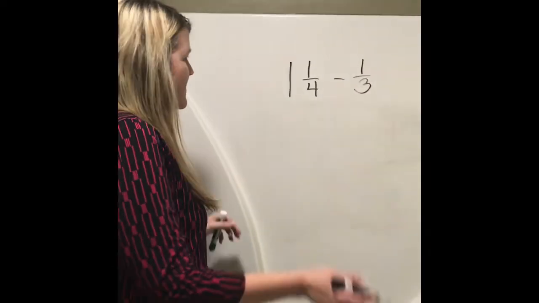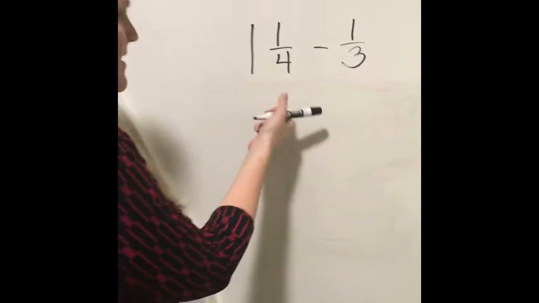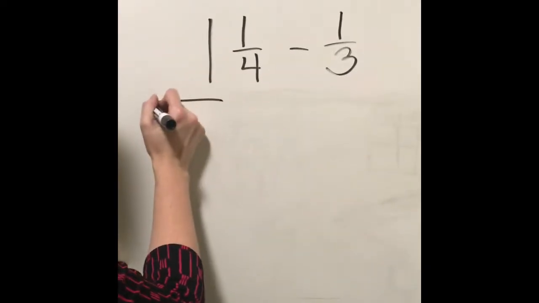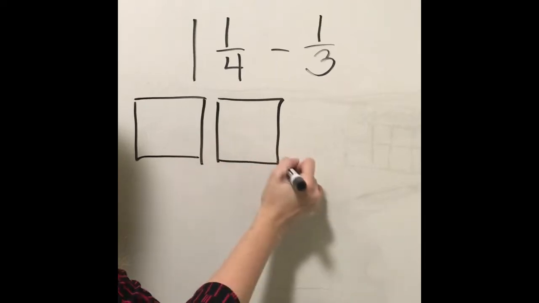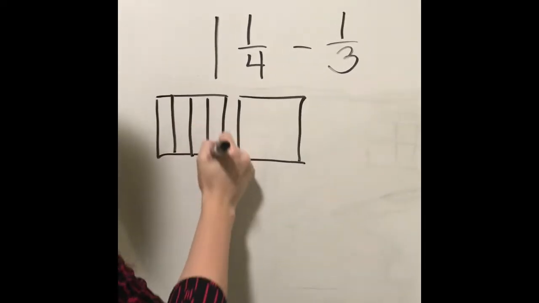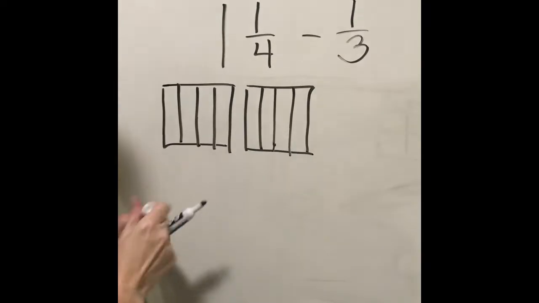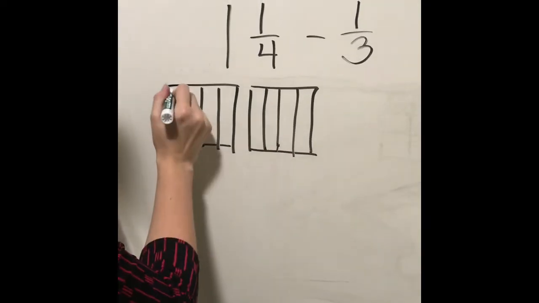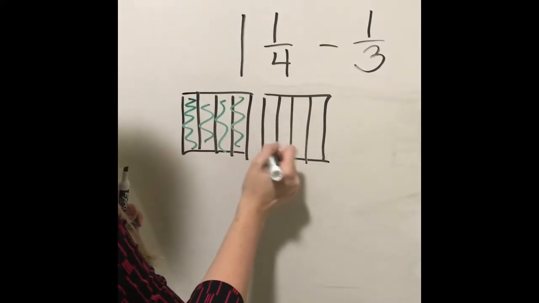Alright, and now we're going to do a subtraction problem with mixed numbers. And I'm going to go ahead and do the model for it. So we have 1 1/4. So I'm going to divide it into fourths. And then I've got this whole one, and then 1/4 of this one.